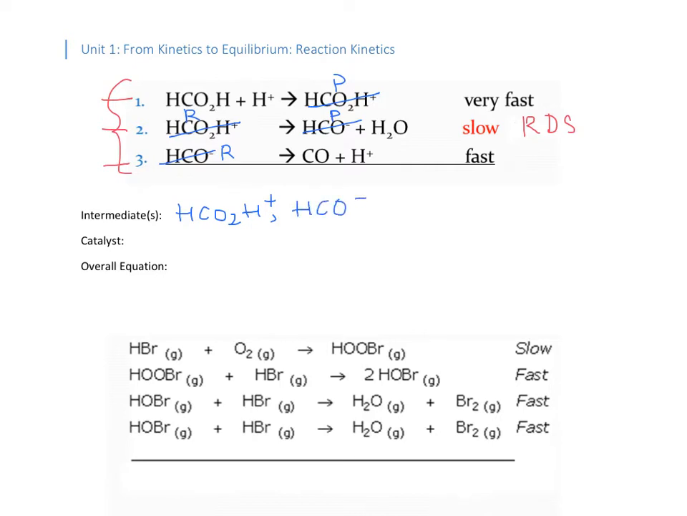The last thing we crossed out was H positive. It was a reactant, and then later on, it became a product. That's the definition of a catalyst. So our catalyst would be H positive, and that also gets crossed out. In order to write the overall equation then, we write down whatever hasn't been canceled out. So we have HCO2H, and that goes to CO plus H2O.